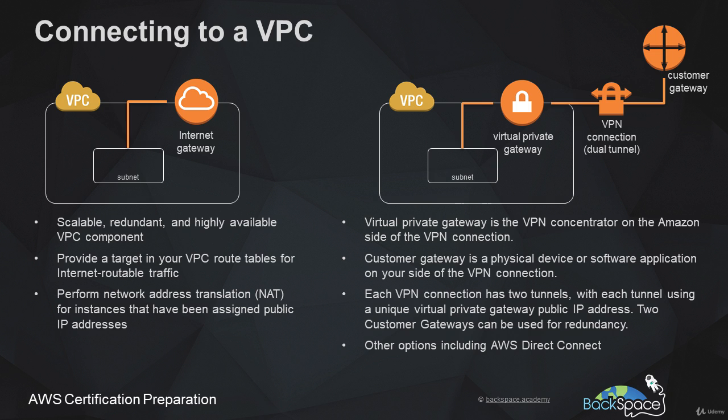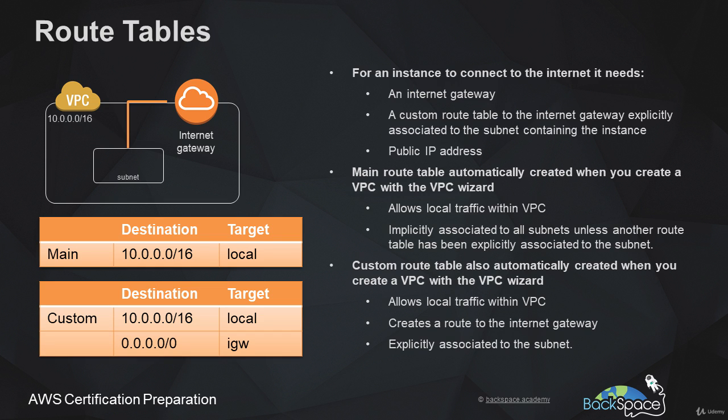You don't have to supply anything else to your architecture. The virtual private gateway has a dual tunnel VPN connection through to it. So there are other options there as well, including AWS Direct Connect, which is a direct connection between an enterprise's premises and AWS's resources. So that's more for very large organizations that would be using AWS Direct Connect, but you need to be aware of that.